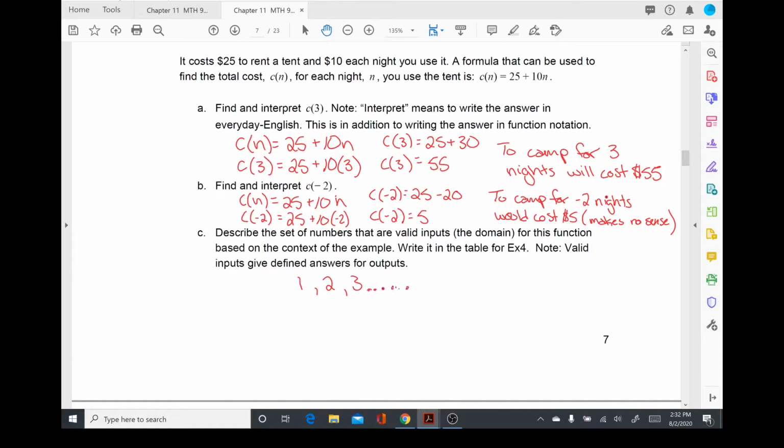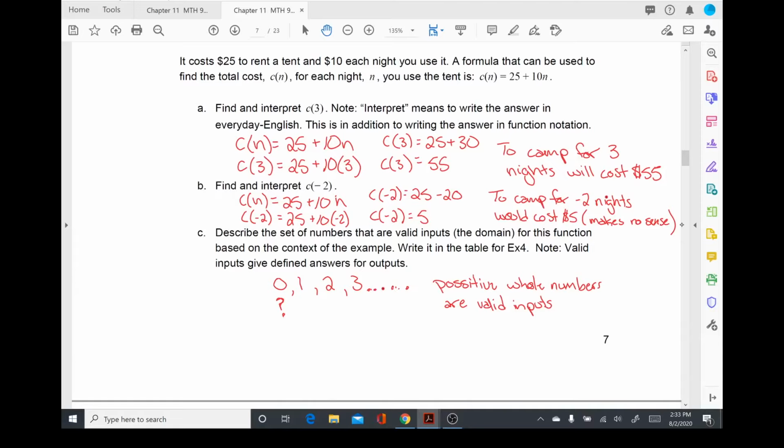Okay. Could I camp for 0 nights? I suppose maybe I rented the tent and turned around and didn't, maybe my car broke down and they still charged me the $25. You could argue that maybe 0 doesn't belong, or it does. That's up to you. So I'm going to say positive whole numbers are valid inputs. And the reason I've decided whole numbers are valid inputs is I typically think about camping in whole number of nights.